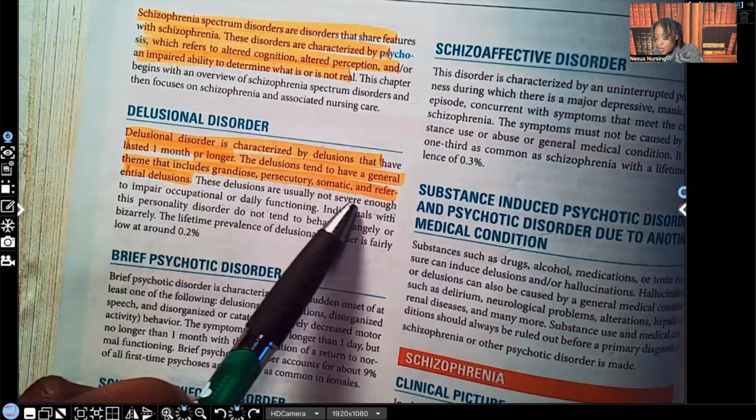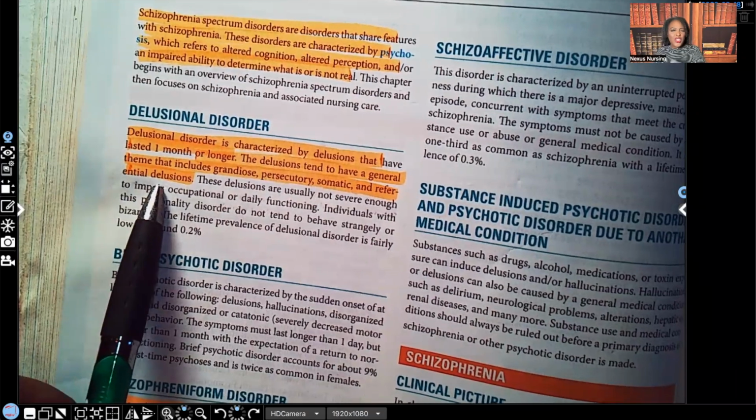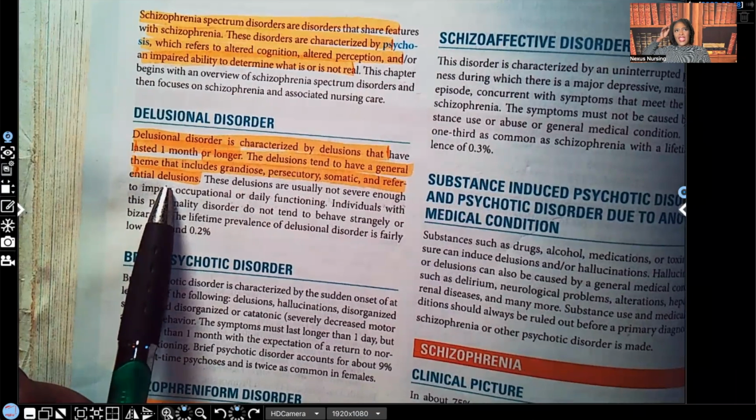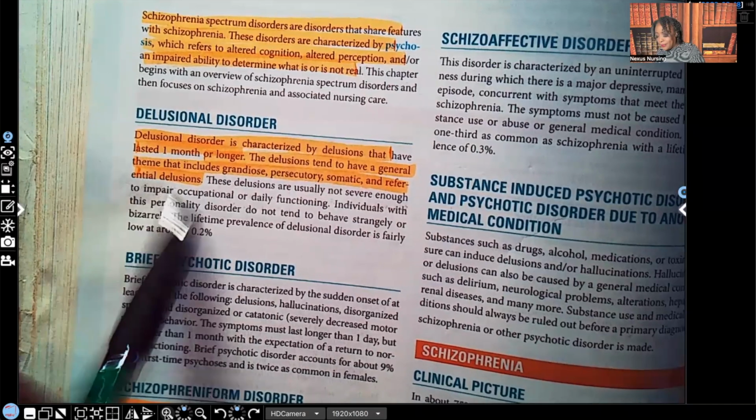And what does it say? Referential delusions. I gotta look that up. I know delusions of reference, but I don't know if that's the same thing as referential delusions. And I don't want to tell you the wrong thing, so I gotta get back to you on that. Let's keep going.